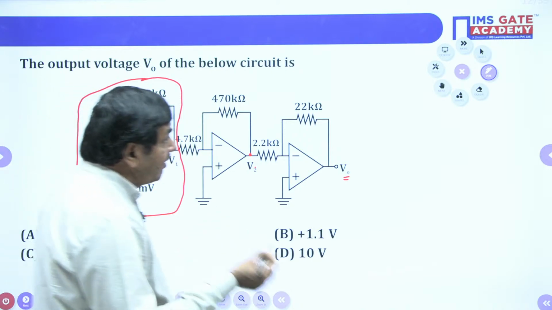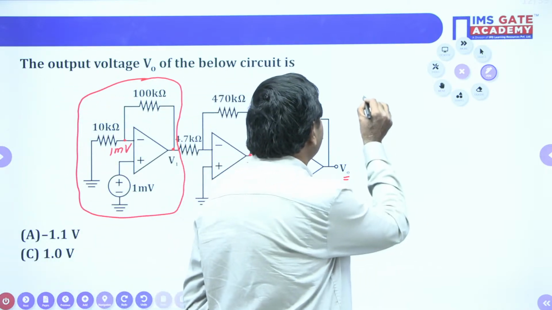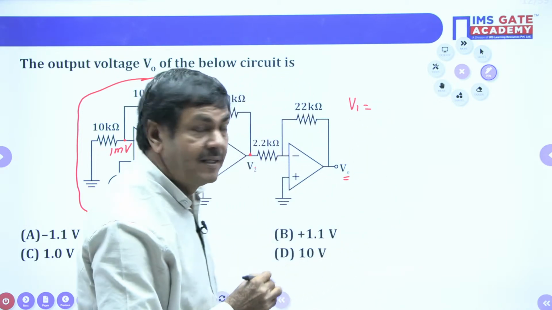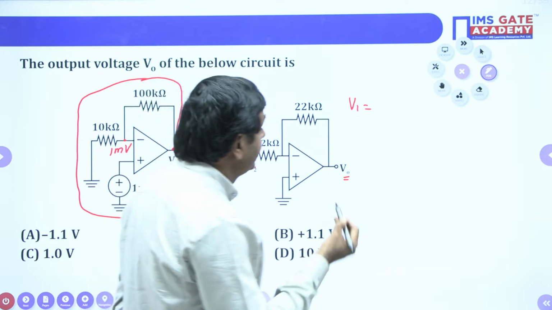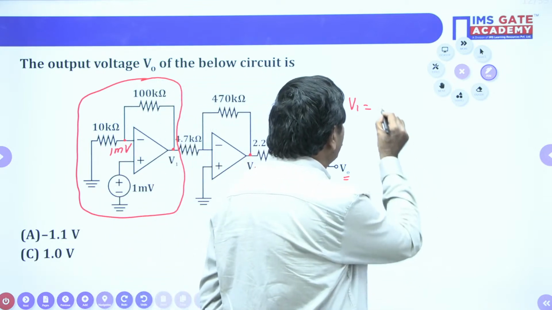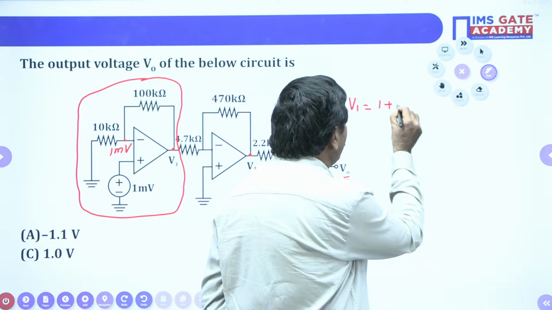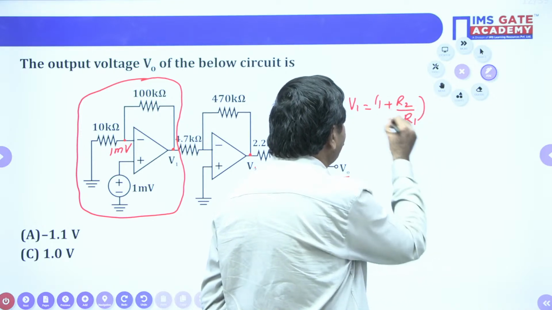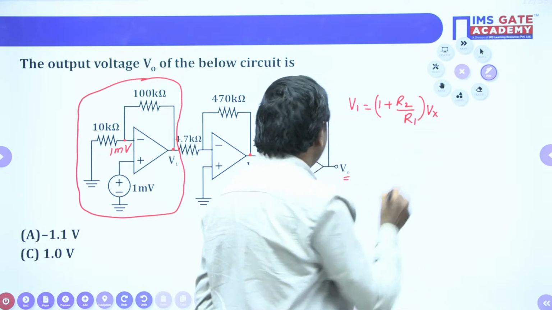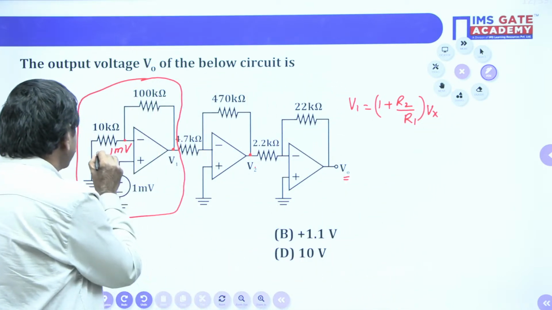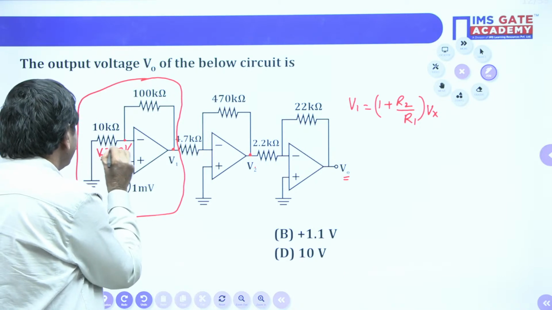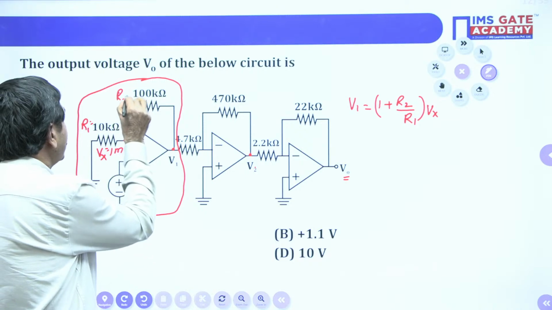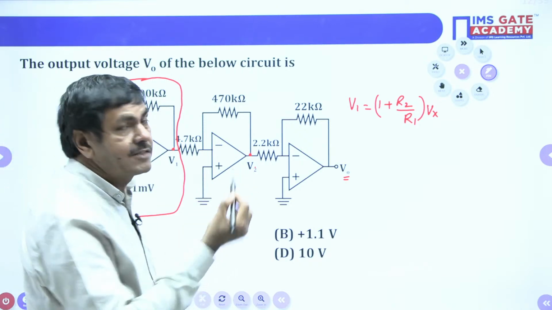According to the non-inverting operational amplifier, I can find what is V1. I can determine it easily now. How can I find it? Everybody knows. From the non-inverting operational amplifier, the output voltage is calculated by 1 plus R2 by R1 into Vx. That Vx is nothing but this voltage only. The resistance we put as R1 value, and this we take as R2 value.